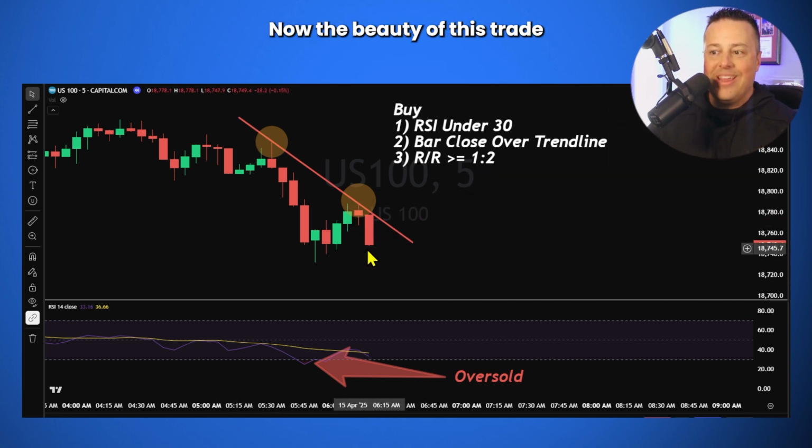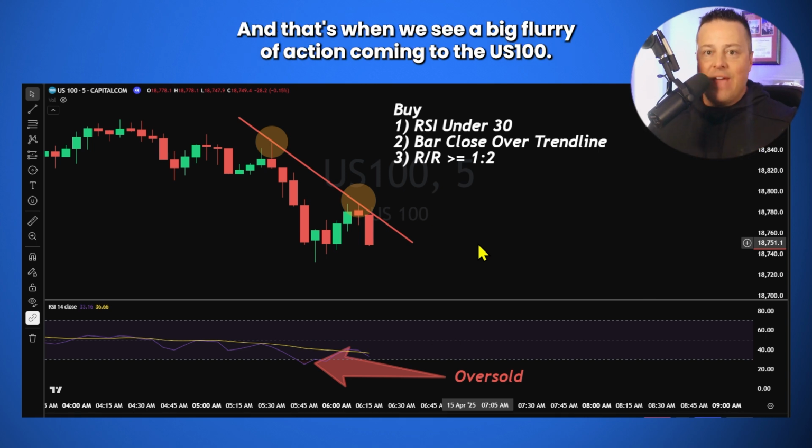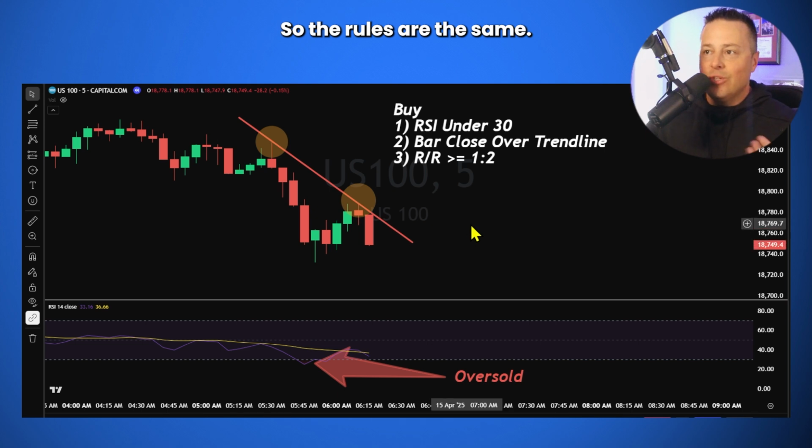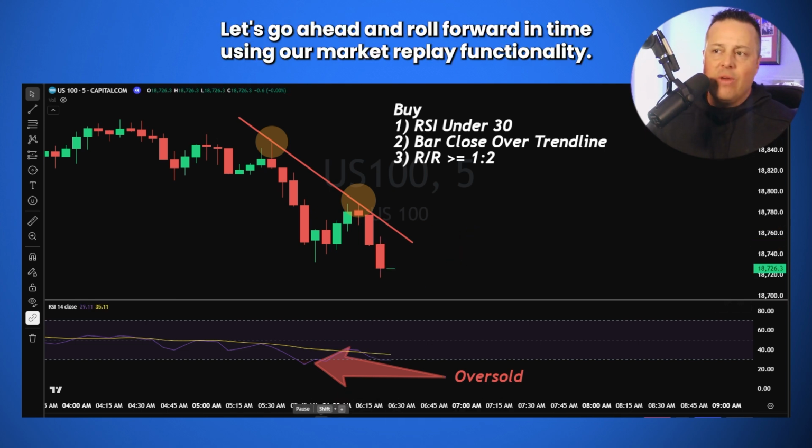Now, the beauty of this trade is it's developing about an hour and 15 minutes before that US Open, and that's when we see a big flurry of action come into the US 100. So the rules are the same. We're waiting for our confirmation bar. So let's go ahead and roll forward in time using our market replay functionality.